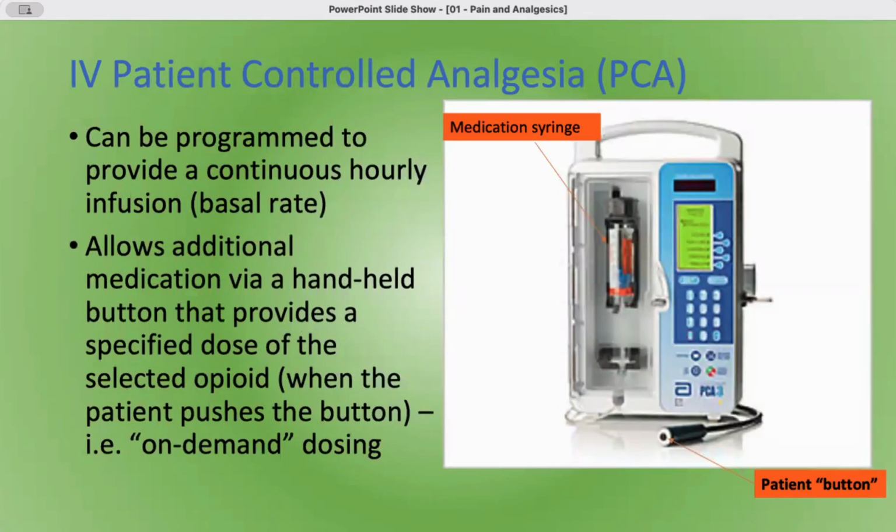The other approach is to use a PCA. I'm sure many of you have heard of these. This is called patient-controlled analgesia. This is basically a kit that involves a solution with an opioid that may or may not be infused on a basal regimen, meaning kind of a continuous infusion. But there's also a button that the patient will be able to press to give a bolus of the opioid. So that additional medication can be controlled by the patient in the event of breakthrough pain. So you have both the on-demand dosing plus or minus the basal continuous infusion.